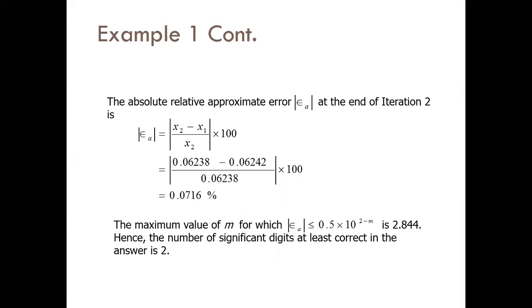Means after the completion of iteration number 2, the root of the equation is accurate up to 3 decimal places, 0.062. The number of significant digits at least correct in the answer is 2.